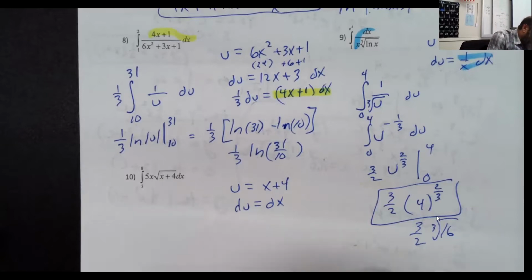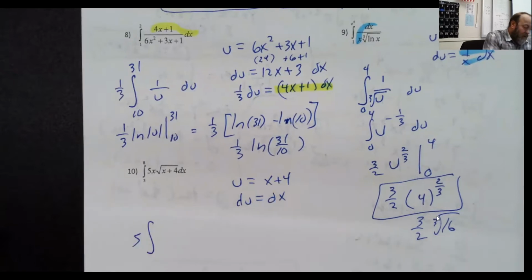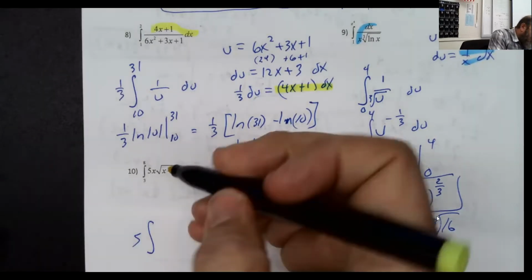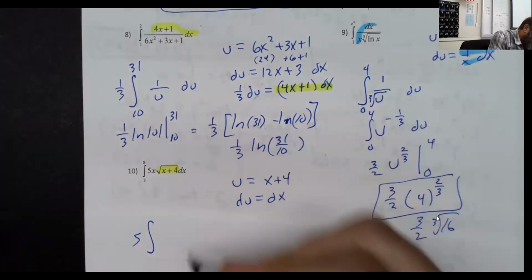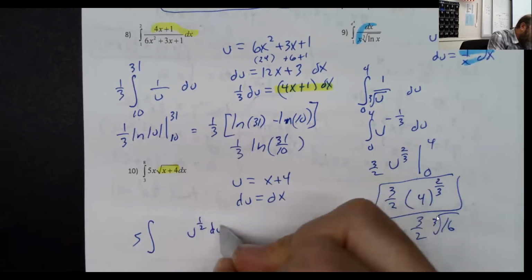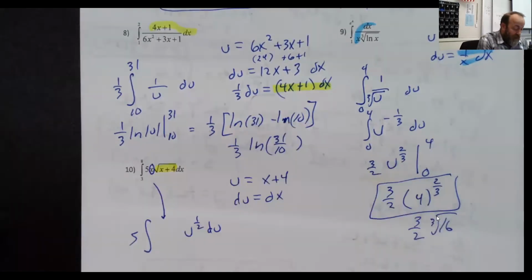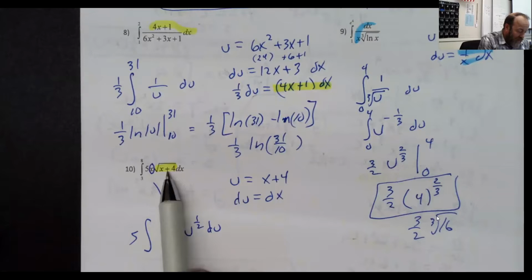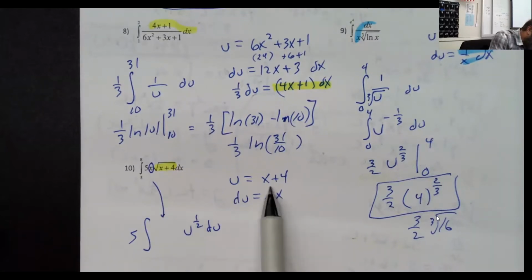So when we go over to here, I'm going to pull the 5 in front. I'm going to consider all of this stuff right here the square root of u, or in other words, u to the 1/2 power. The dx I'm going to replace with du, and then all that I have left that I haven't dealt with is the x right there. That's u to the 1/2. That piece is du, but x itself is u minus 4.